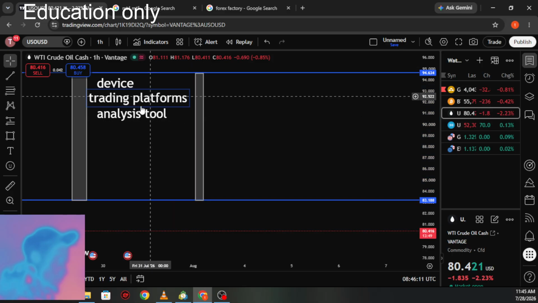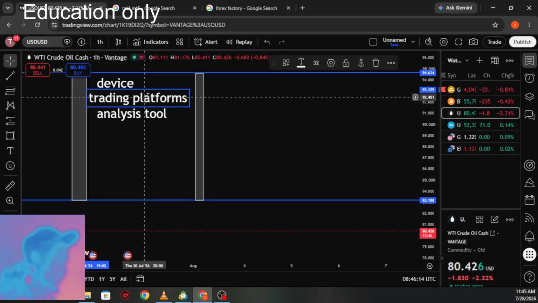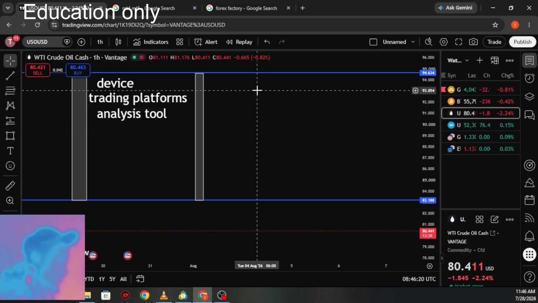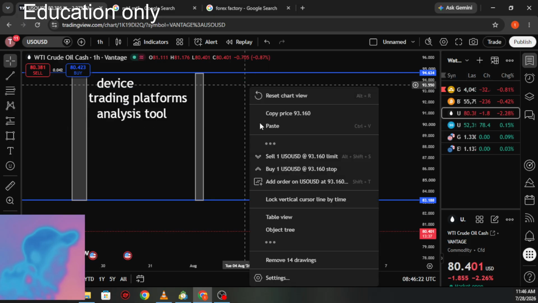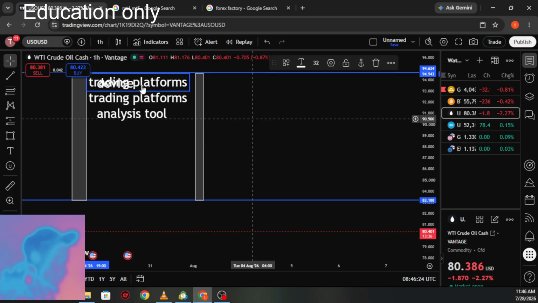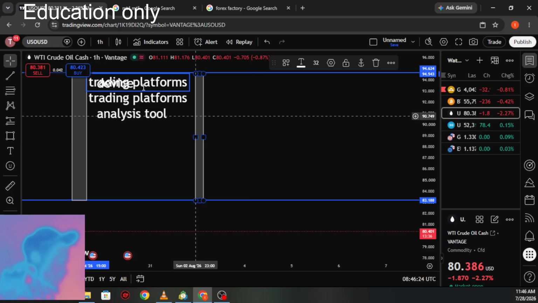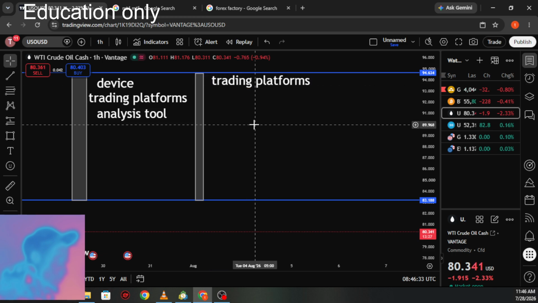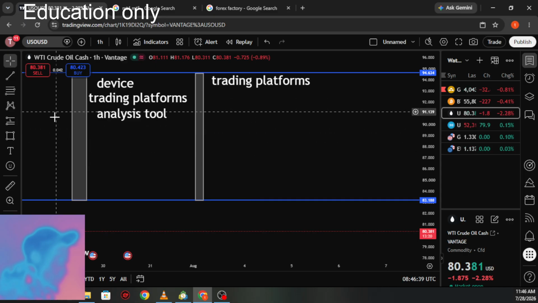These are the most important things. The trading platforms. There are a few, but I'm going to cover the things I use. I have a few, but I'm going to go with the things I use.